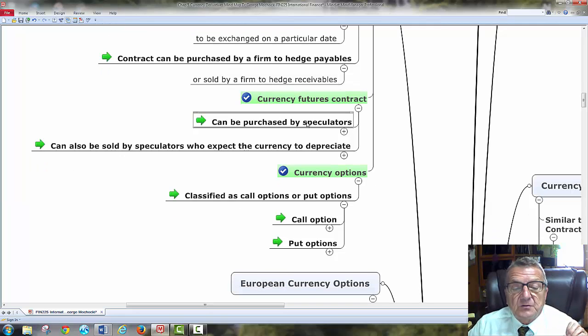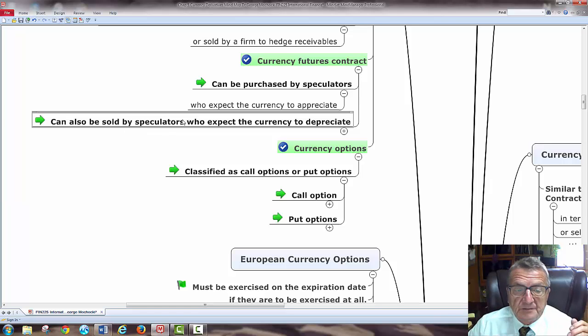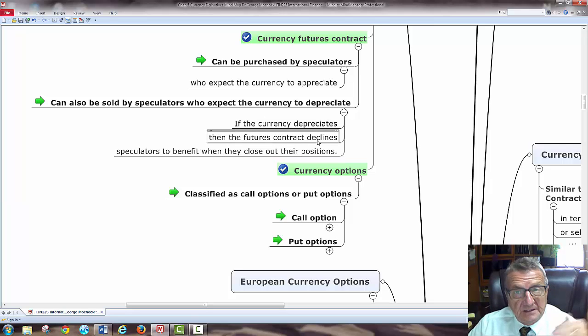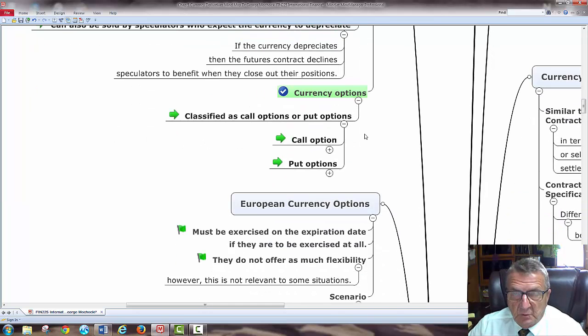Okay, currency futures contracts can be purchased by speculators who expect the currency to appreciate in value. They can also be sold by speculators who expect the currency to depreciate. They're not going to tell you why you are selling. No, I'm just selling it. I had this feeling, or I got some information that something is going to go on with this currency. I've been tracking it, and historically this is what's going to happen. So if the currency depreciates, then the futures contract declines. Speculators benefit when they close out their positions. I sell it, get rid of it before time. Either I sell it or I buy it ahead of time.